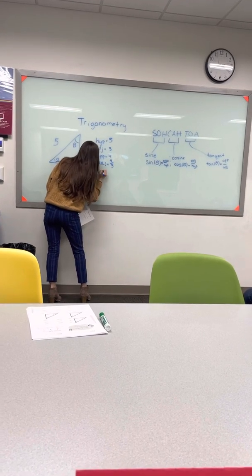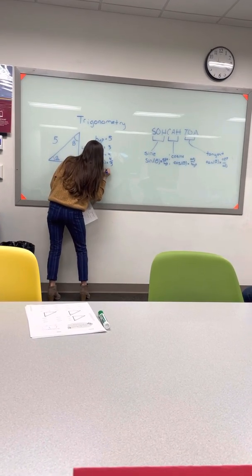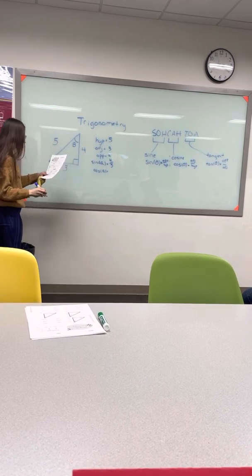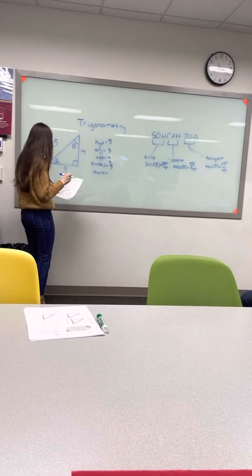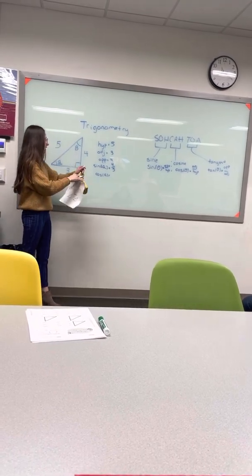So what's my cosine of alpha? It's going to be adjacent over hypotenuse. 3 over 4... adjacent over the hypotenuse, right?